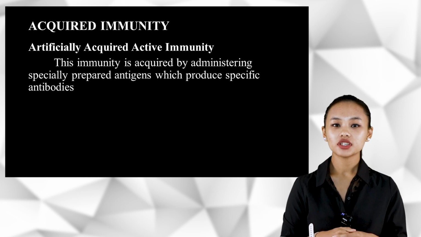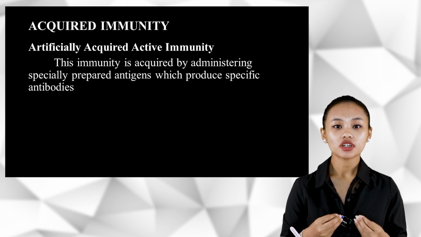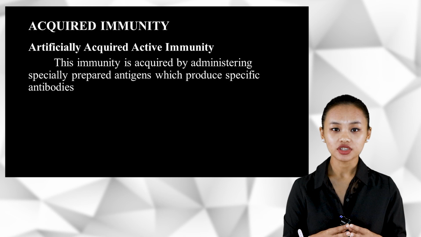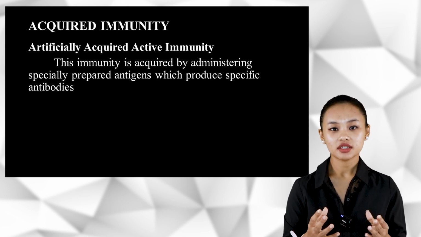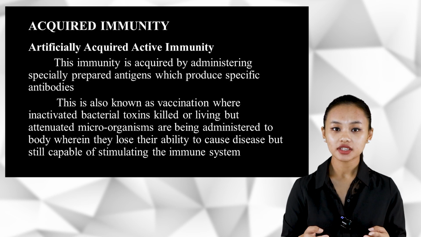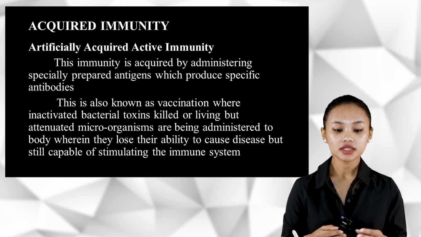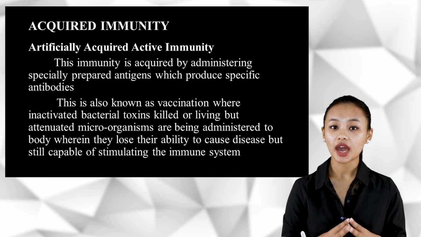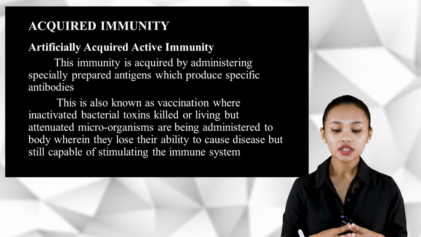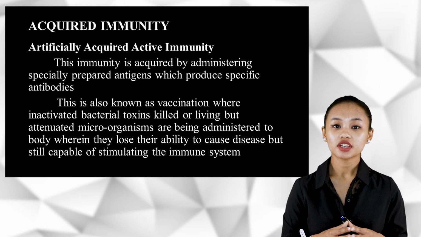Next is the artificially acquired active immunity. What is this? This is the immunity which is acquired by the individual by administering some specially prepared antigens in order to produce the antibodies. So, this can be in the form of vaccination, where the inactivated bacterial toxins, which is also known as toxoids, killed or living but attenuated microorganisms are being administered into the individual's body so that they lose their ability to cause the disease but will still be capable of stimulating the immune system.